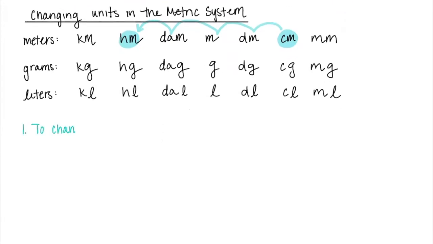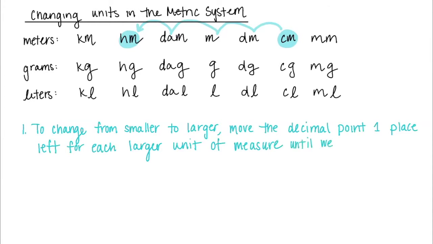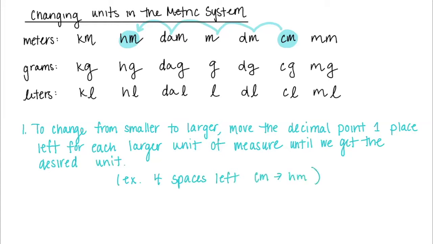So to change from smaller to larger, move the decimal point 1 place left for each larger unit of measure until we get the desired unit. Okay, so in that example I have in the meters, you go 4 spaces left to go from centimeters to hectometers. Okay, so I move 4 spaces down the chart on the left.